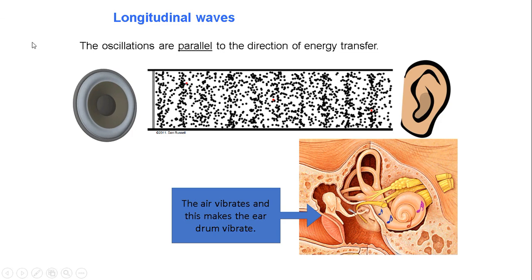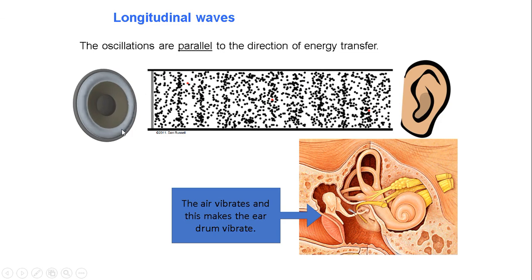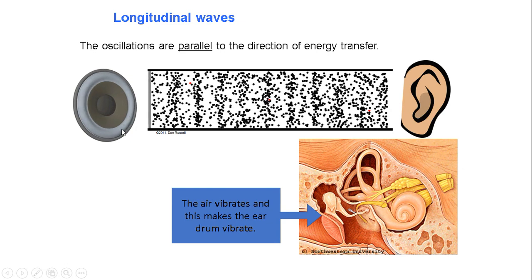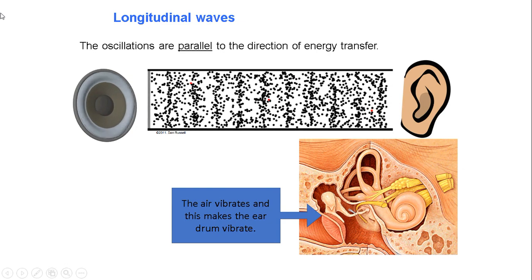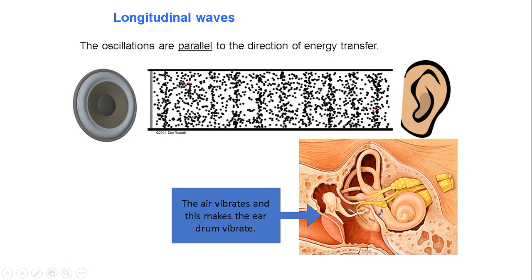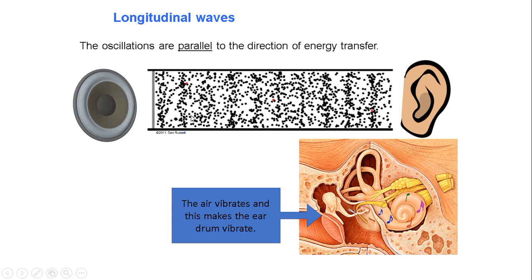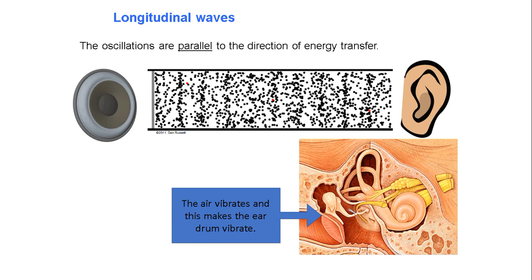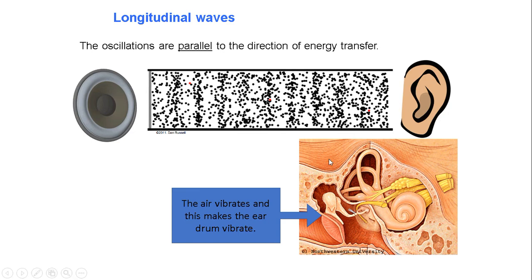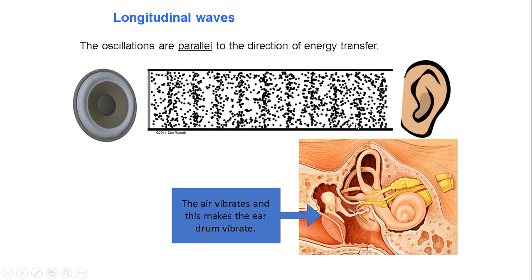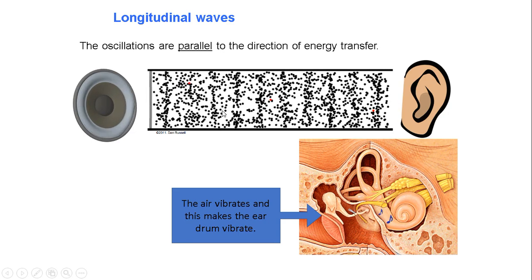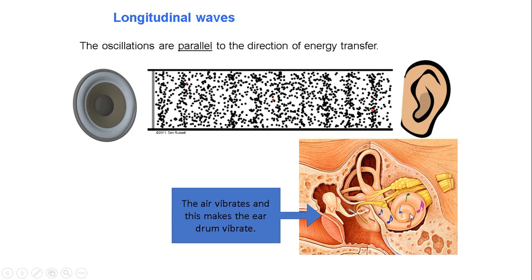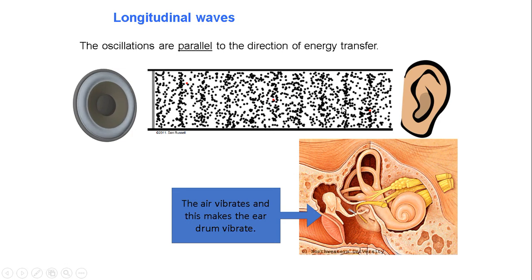When the speaker makes a sound, it's moving forward and backward, forward and backward. As it pushes the air forward, it creates a compression region. As it drags itself backward, it creates a rarefaction region. These are eardrums. These are the mini bones. That's the cochlea. Anyway, we'll get to that point.